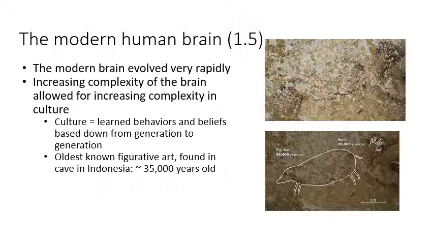Compared to some other species, the modern human brain evolved relatively rapidly. And increasing complexity of the brain was associated with increasing complexity in culture. Just like how we saw increased area of the frontal lobe being associated with increased complexity in tools, we also see bigger brains, bigger frontal lobes, more complexity of the brain being associated with more complex culture. Culture being the learned behaviors and beliefs that are passed down from generation to generation.